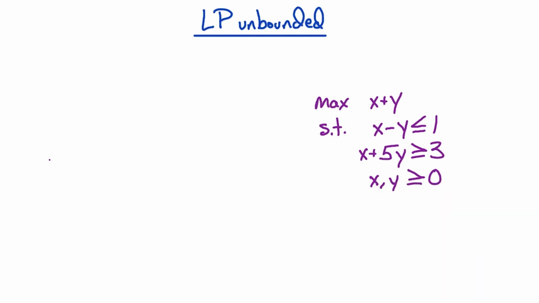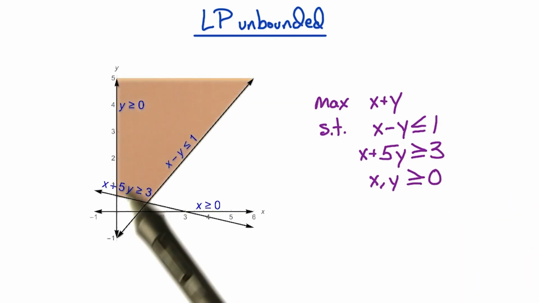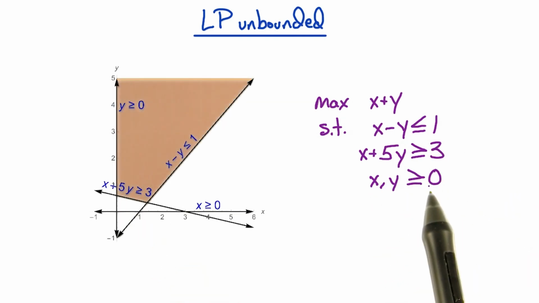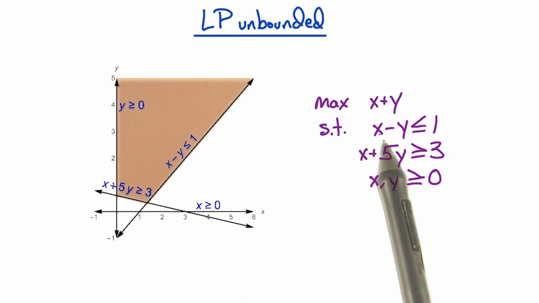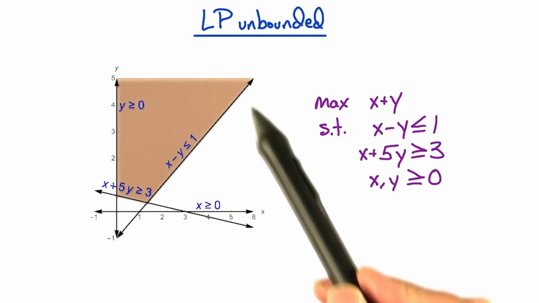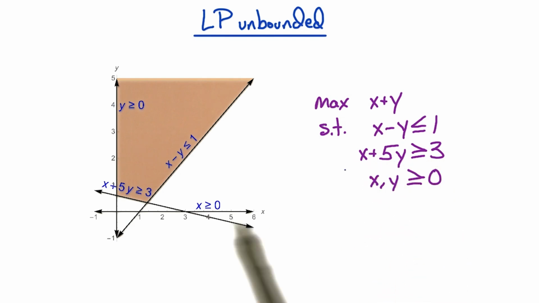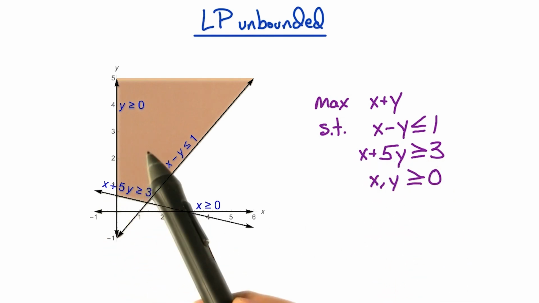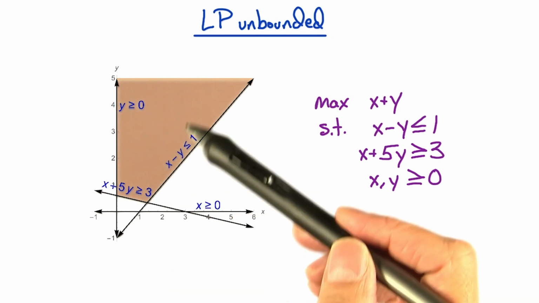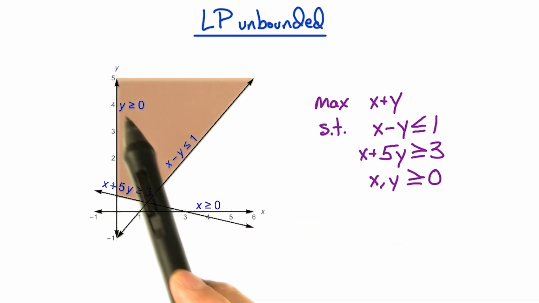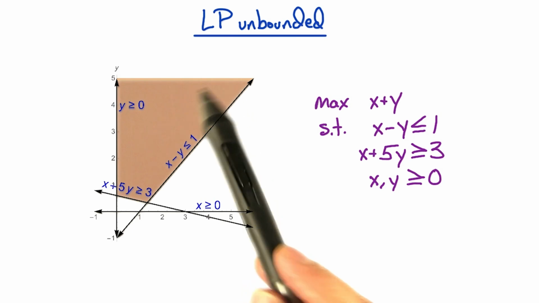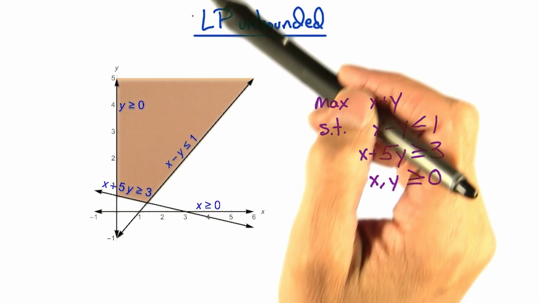Let's take a look at the feasible region for this LP. Here's the feasible region. Based on the non-negativity constraints, we're in the upper right quadrant. The first constraint, x minus y is at most 1, defines this half space, and x plus 5y is at least 3, defines this upper half space. And this colored region are the feasible points. Now the picture is truncated at y equals 5, but actually this feasible region is an unbounded set.